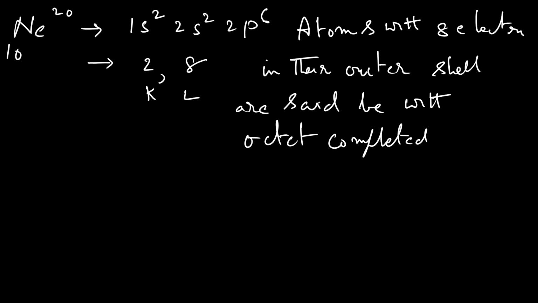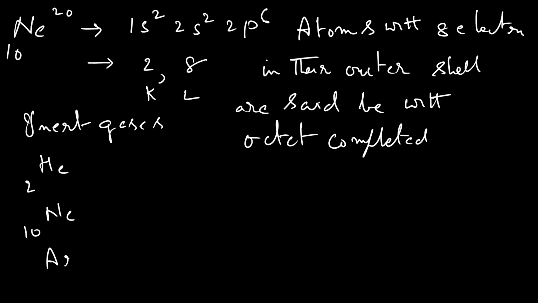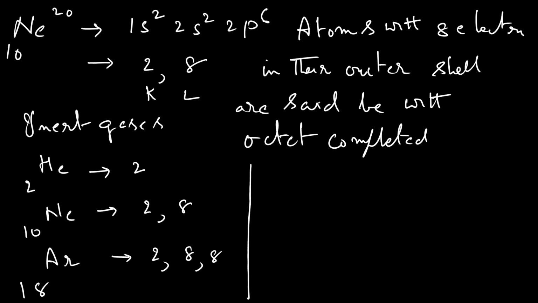So the other inert gases. Inert gases means those that do not react with other substances. Since they are in gaseous state, they are referred to as inert gases. Helium with atomic number 2, neon 10, argon 18. So 2 electrons, 2 8 electrons, 2 8 8 electrons. They have 8 electrons in the outermost shell, therefore octet is completed. And helium is a special case having a duplet configuration. Duplet means 2.